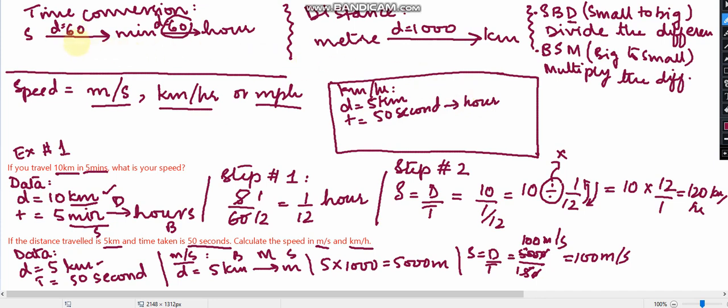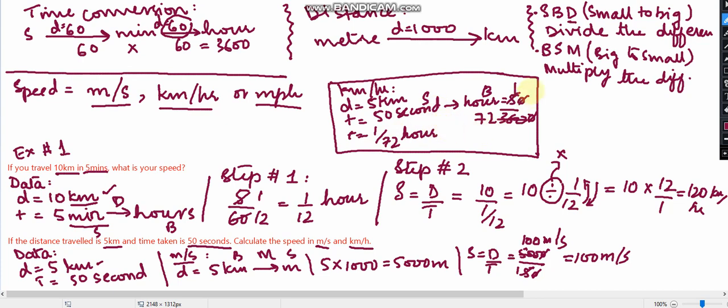Now if you just look at the difference, this 60 and 60, and if you are going from seconds to hours, 60 multiplied by 60 gives 3600. So right now you are going from smaller to bigger units, so you will be dividing 50 by 3600. 0 and 0 cancel, 5 ones are 5, 5 sevens are 35, and 5 twos are 10. So you are getting your time as 1 upon 72 hour.